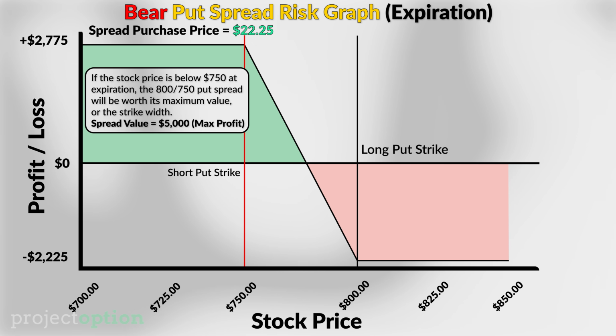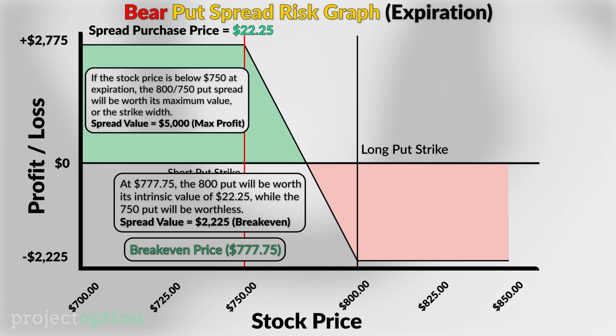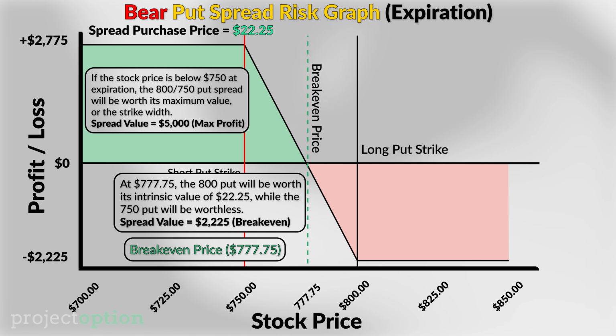But as we know, we have to multiply that by 100, and we get an actual profit of $2,775. The break-even price at expiration is $777.75, and if the spread is right at $777.75 at expiration, the 800 put that I own will have intrinsic value equal to $22.25, and the 750 put that I'm short will be worthless, and therefore the spread's price will be $22.25, and I'll have no profit or loss at the time of expiration.